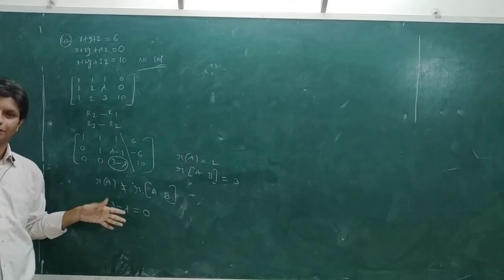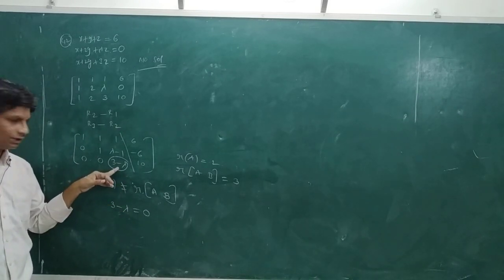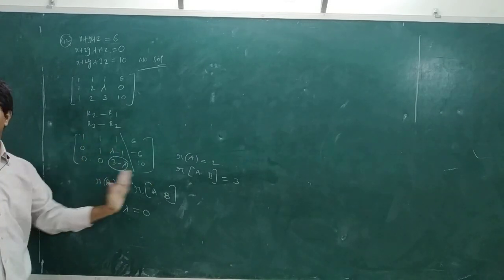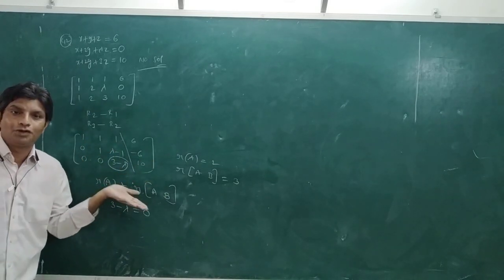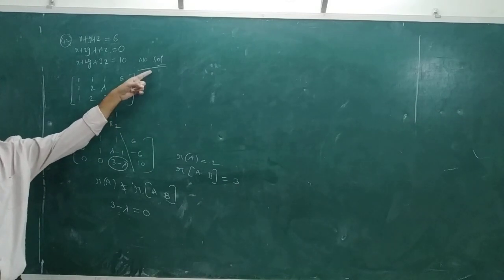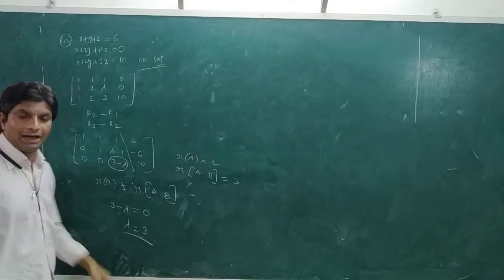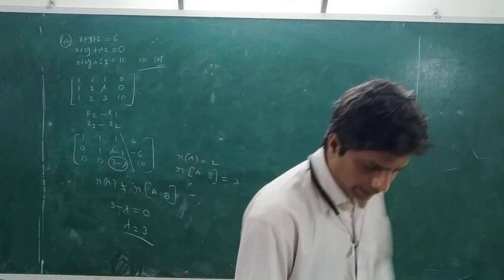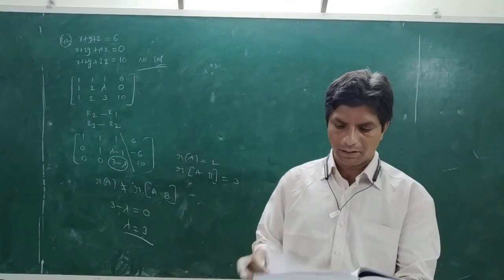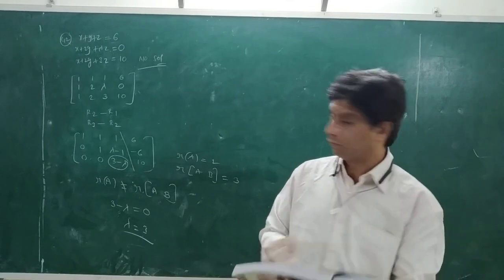If this is non-zero, then what is rank of A? 3. Because if this is non-zero, rank of A is 3, rank of AB is also 3. That means it has a unique solution. But it is given no solution. That's why we will take 3 minus lambda equal to 0. Answer is what? Lambda equal to 3. Right. Next, this is problem number 42.